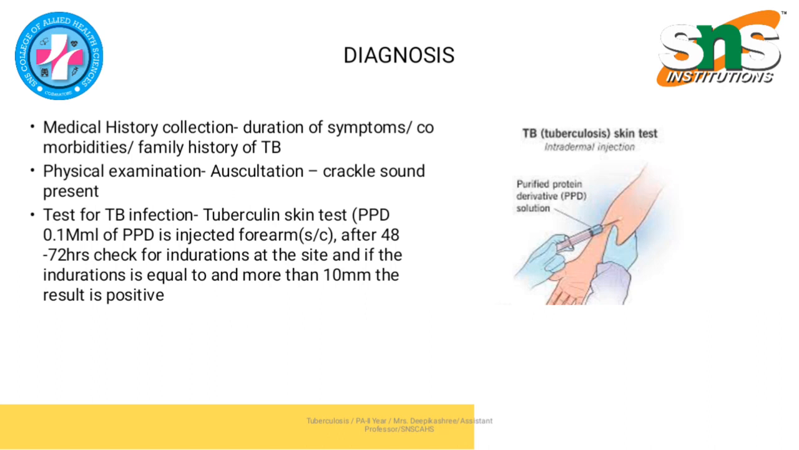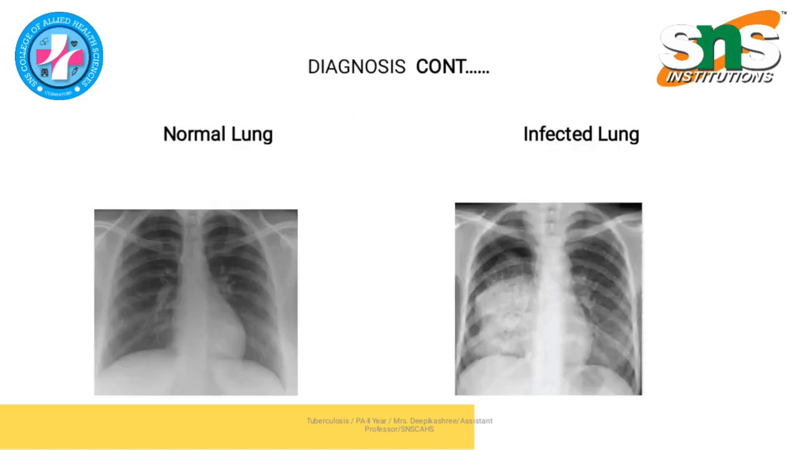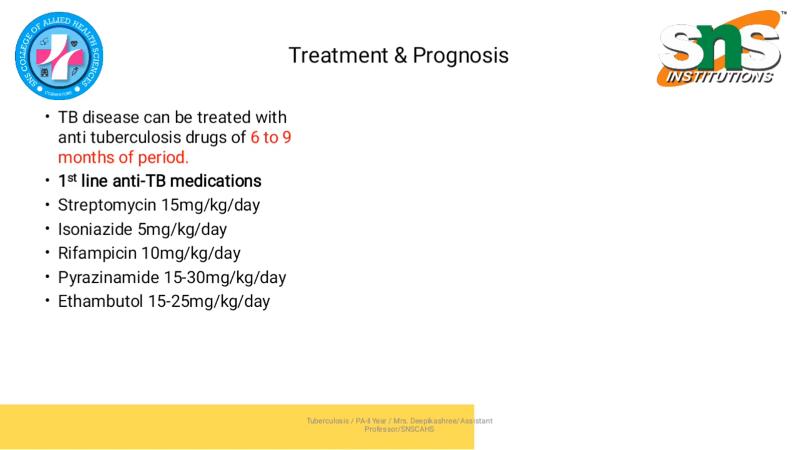The tuberculin test is the main test. We inject the PPD, that is purified protein derivative. If the induration is more than 10 mm, the result is positive. This is the X-ray. The first one is a normal X-ray and the second one is infected. That means Mycobacterium tuberculosis occupies these lungs.